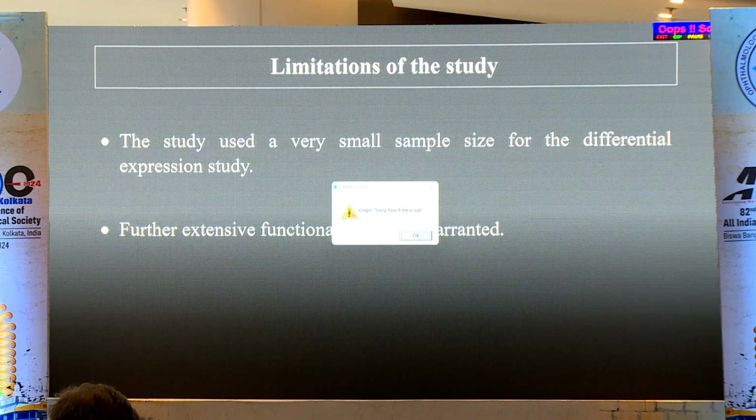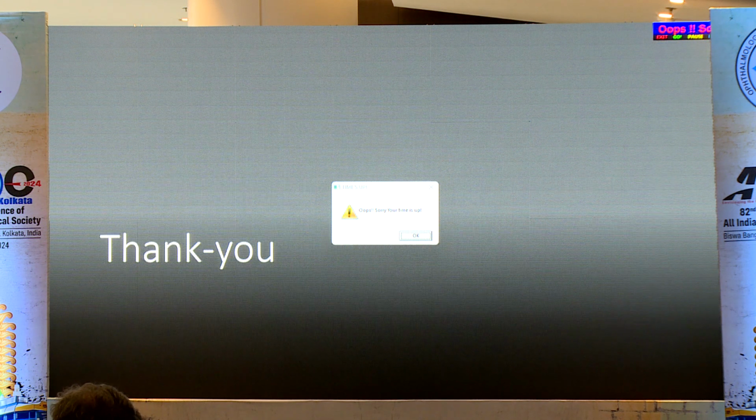The limitation of my study is that it is done on a small sample size, so further extensive validation is required. These are my references. Thank you.